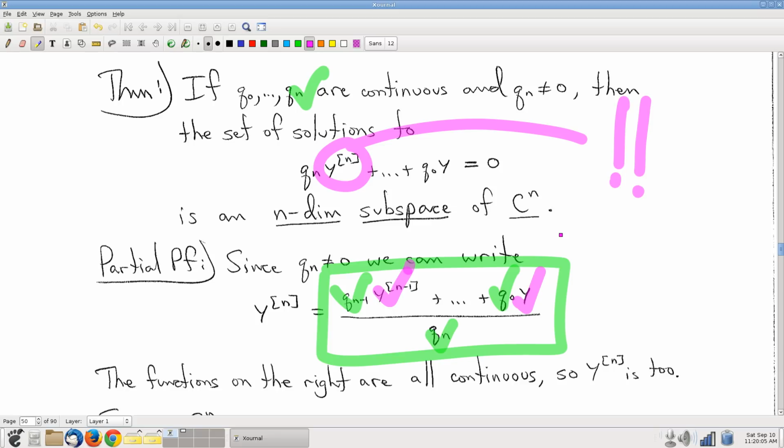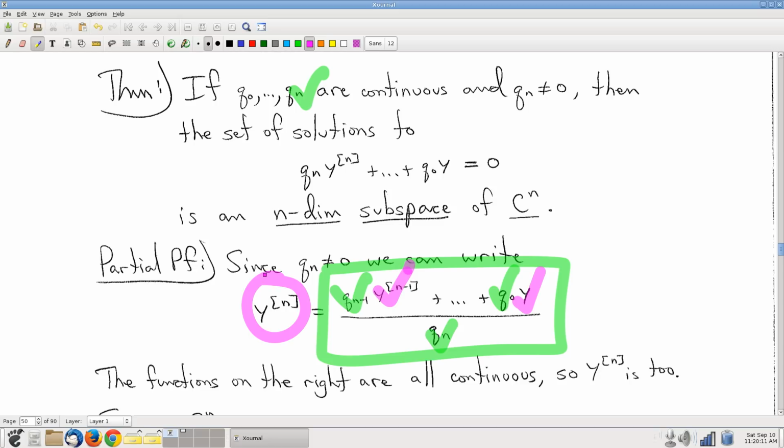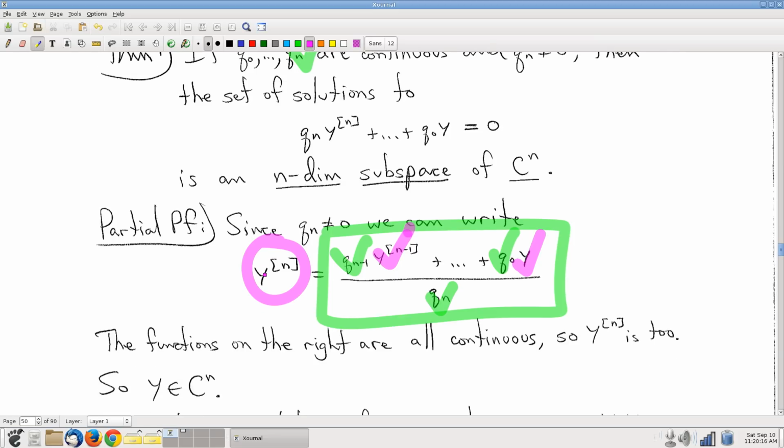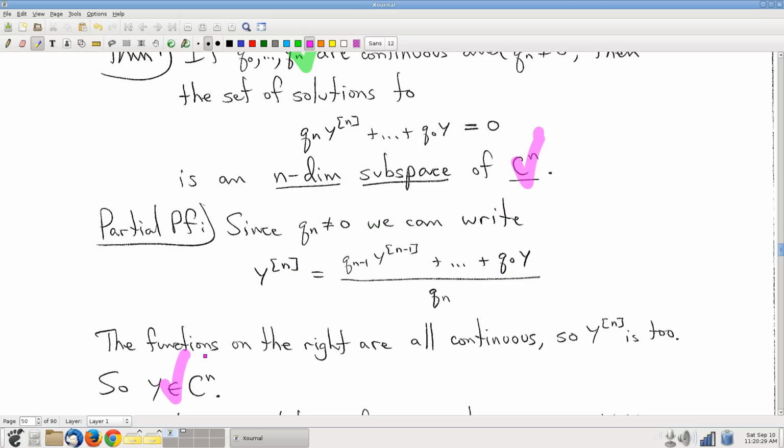So what we have then is that y^(n) is a combination of known continuous functions, and therefore it too is continuous. And that means, of course, that if the nth derivative is continuous, the function is Cn. Okay, so we have proved that. By the way, it looks like I forgot a minus sign here. Sorry about that.